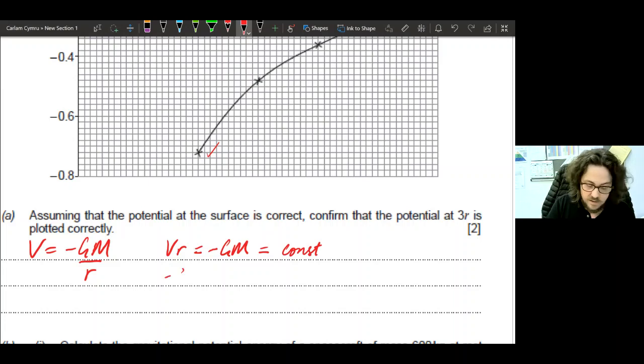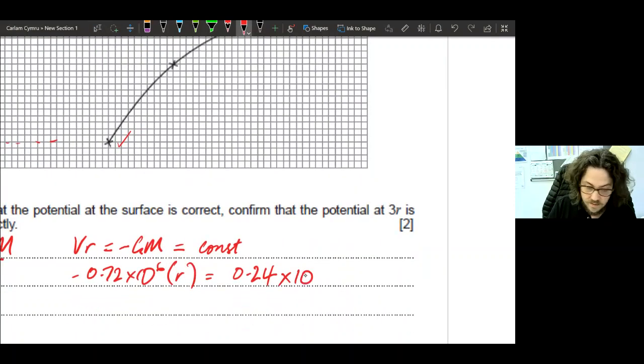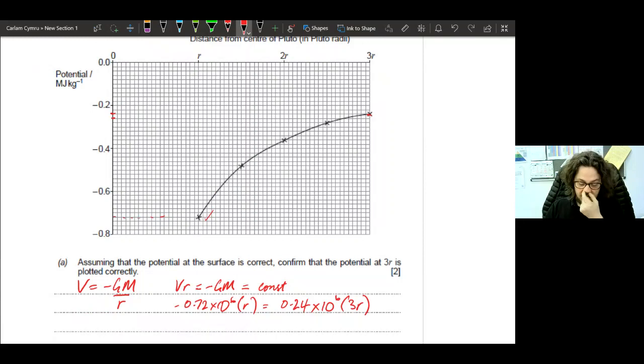And therefore, minus 0.72, if I just check the numbers in, I got that 0.72 from here, okay? Minus 0.72 times 10 to the 6 times R is equal to 0.24 times 10 to the 6 times 3R, because if you look at the graph, you see it's at a distance of 3R. And when you think about it, it's exactly the same value, isn't it? Because 3 times 0.24 is 0.72 times 10 to the 6. So you've got less potential, 3 times the distance away, and what you've confirmed there is that both equal that same constant, so you're fine.